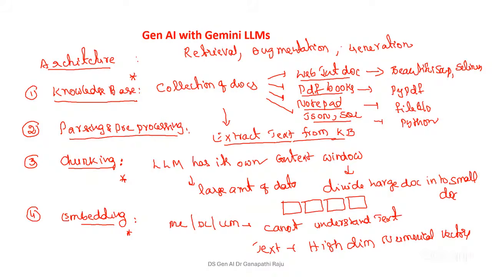The third one is called chunking, because every LLM has its own context window. So every LLM cannot afford a large amount of data. So we need to divide large documents into small documents. This process is called chunking. And the fourth step is called embedding. Machine learning algorithms, deep learning algorithms or LLMs cannot understand text data. So we need to convert text data into high dimensional numerical vectors.